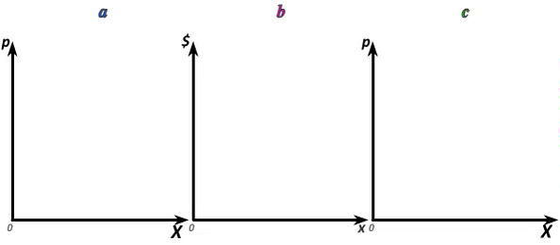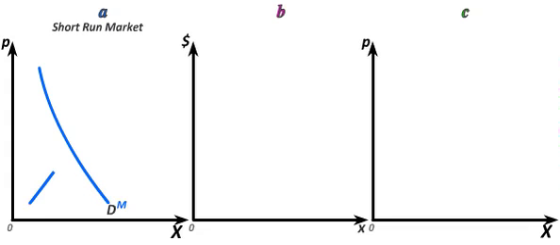The same logic of entry and exit will imply a different shape for long-run supply curves in the market when firms have different underlying technologies and therefore different underlying cost curves. Suppose we begin with a short-run market equilibrium in which the market demand curve and the market supply curve intersect at point A, giving us a short-run equilibrium price of P star.